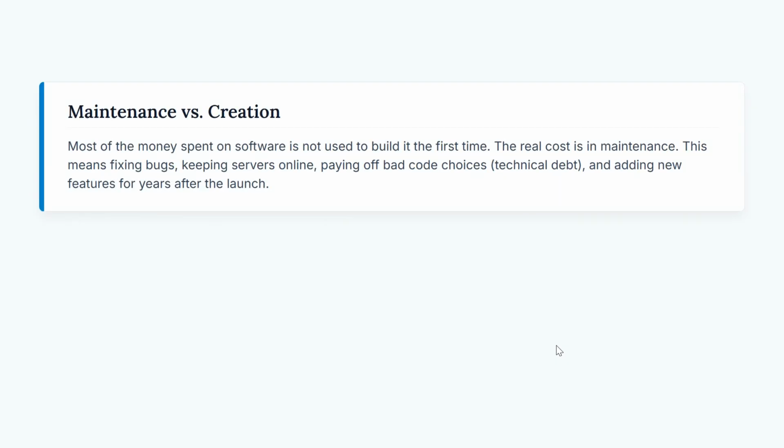Now, let us move to the final pillar, maintainability. It is a well-known fact that the majority of money spent on software is not spent writing it the first time. The real cost comes later, during maintenance. Maintenance means fixing bugs, restarting broken servers, and adding new features to old code. Engineers hate working on old, messy code, which we call legacy systems.